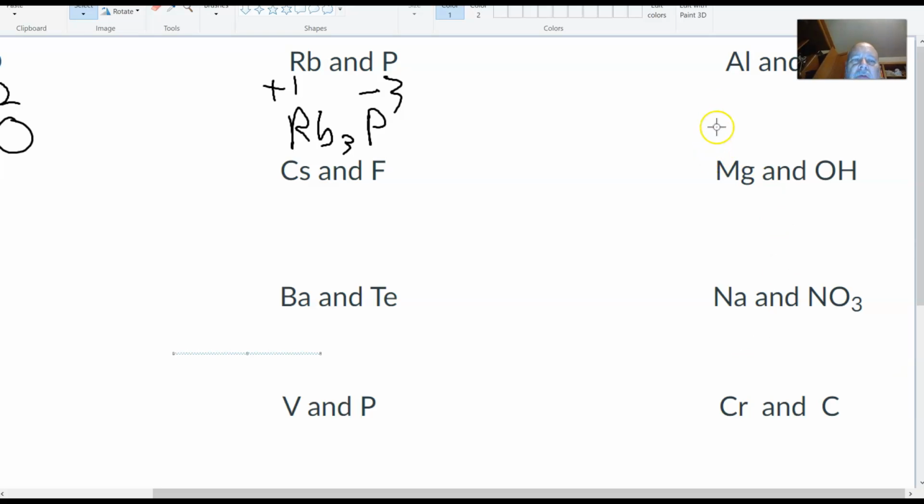Okay, so next I have aluminum and iodine. And again, both of these are in A columns. Aluminum's in column 3A, so it's a metal and it's in 3A. That means it's going to have a 3+ charge, or a +3 charge.